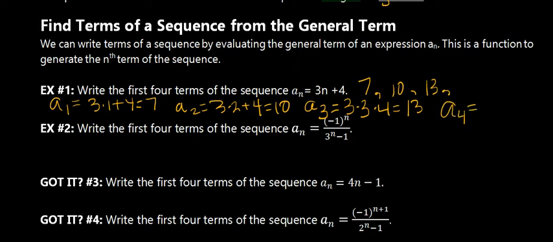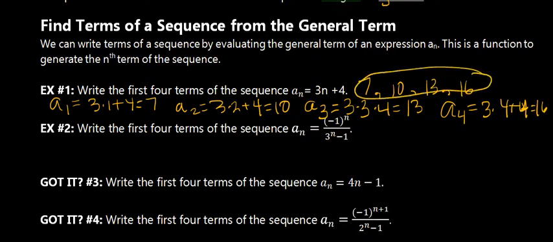We'll be going over arithmetic sequence definitions and its patterns in the next video. For a sub 4, we have 3 times 4 plus 4, and that's 16. So we have just written the first 4 terms of the sequence by inputting and changing the n.